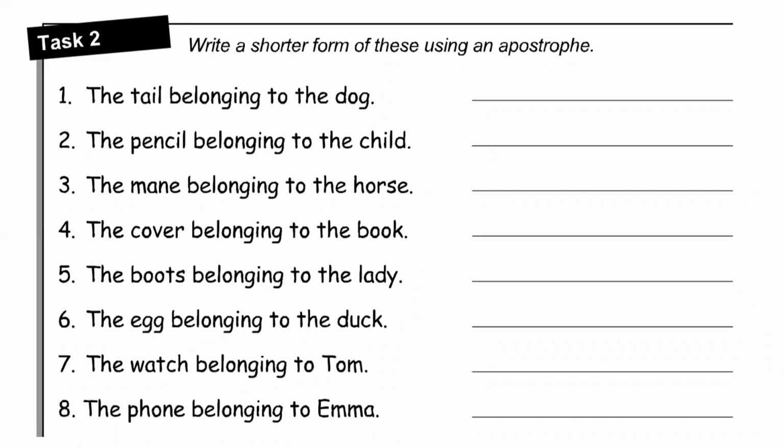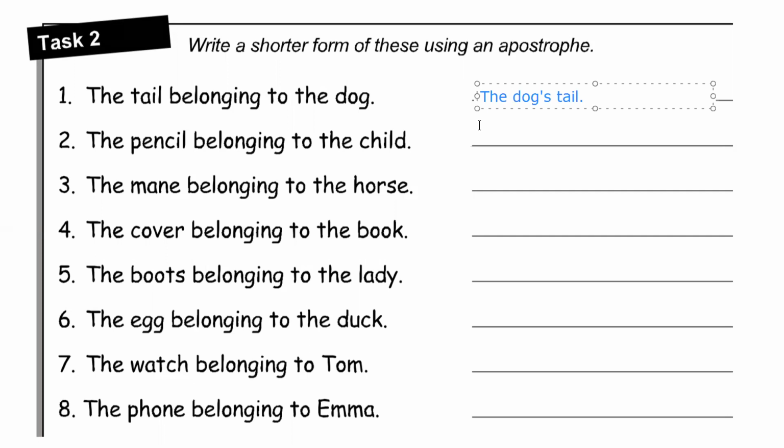For task 2, we can see that the task is asking us to write a shorter form of these using an apostrophe. So, the tail belonging to the dog. Okay, so the noun is the dog. So I'm going to start with a capital letter, the. I'm going to write the noun, which is dog. I know that dog does not end in S, therefore I'm going to use an apostrophe S, and I'm going to put at the end the dog's tail. Full stop, because that is what we are talking about.